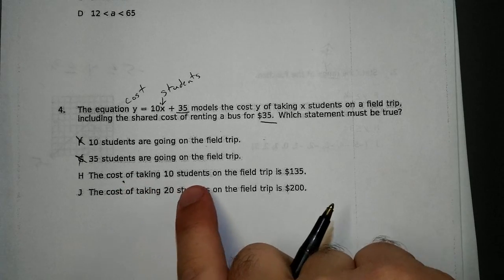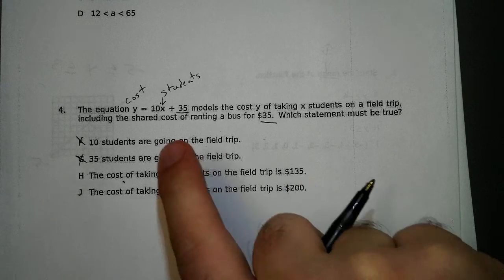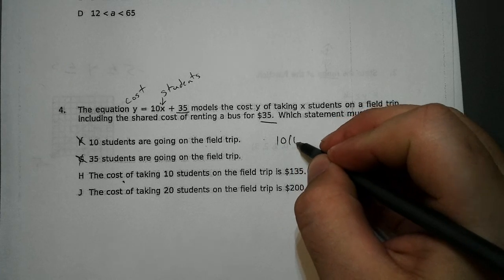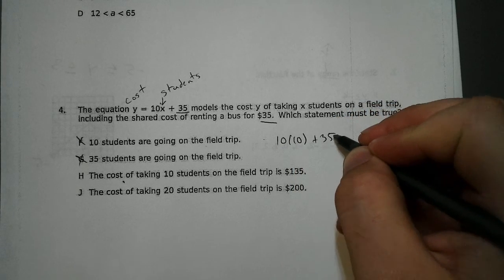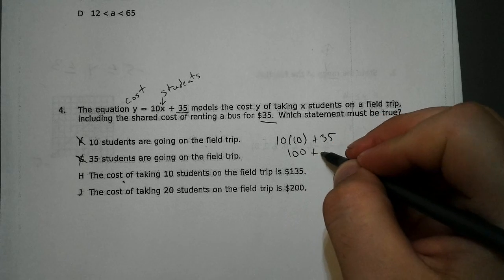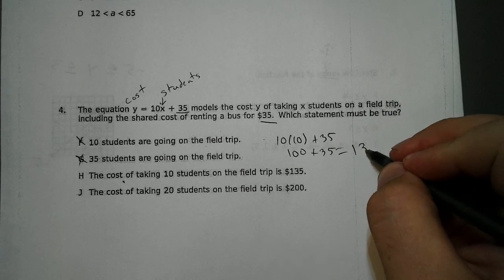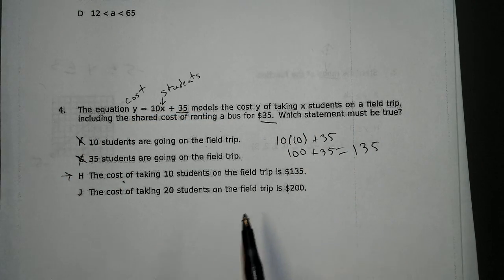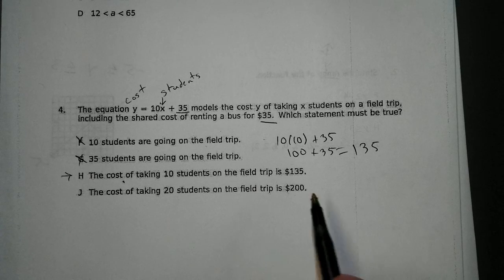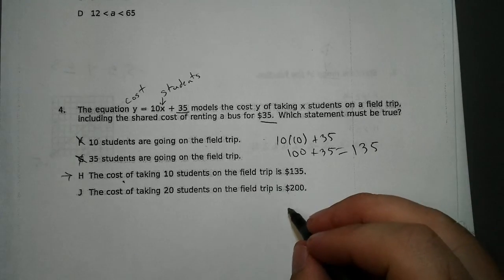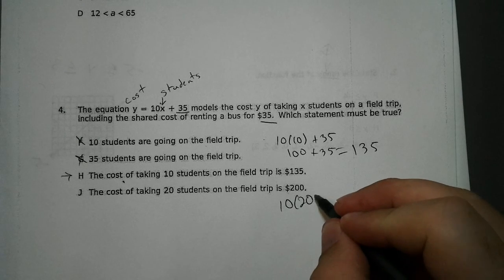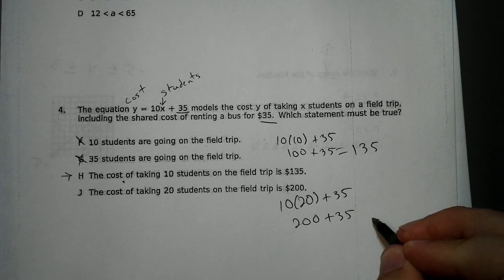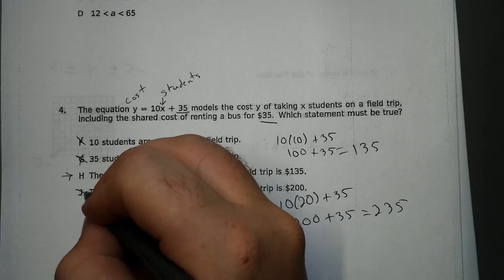H, the cost of taking 10 students on the field trip is $135. Well, let's plug in 10 for the students and see what we get for our total cost. 10 times 10 plus 35. 10 times 10 is 100. 100 plus 35 is 135. So it looks like it's going to be H, but I'm going to check J just to be sure. The cost of taking 20 students is $200. Well, if I plug in 20, 10 times 20 plus 35, 10 times 20 is 200, but we have to add this extra 35, which would be 235. So it's not J, it has to be H.